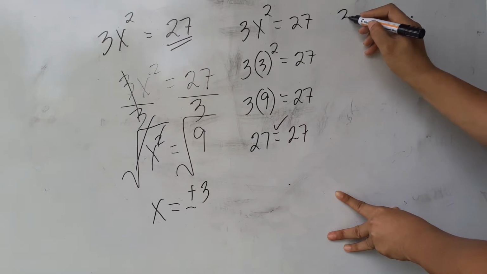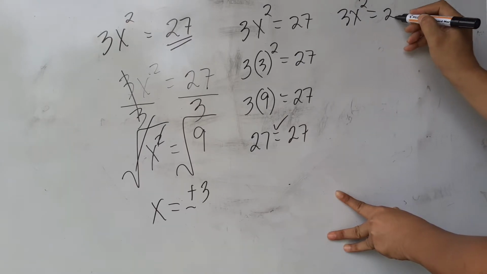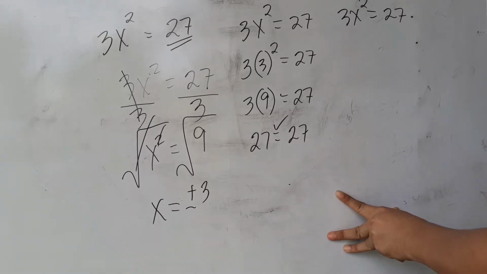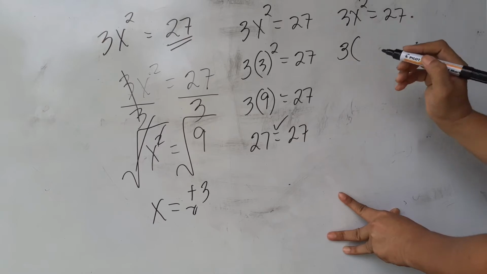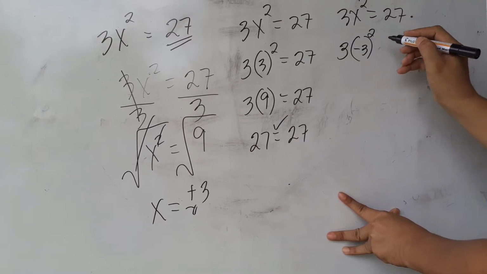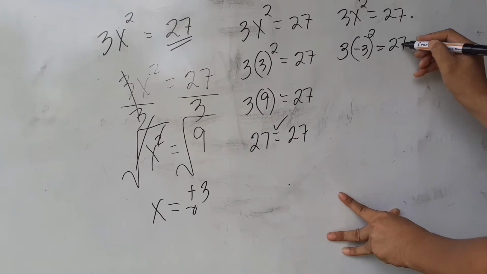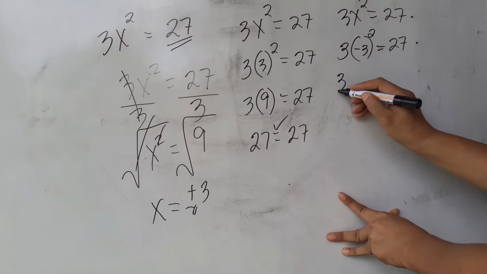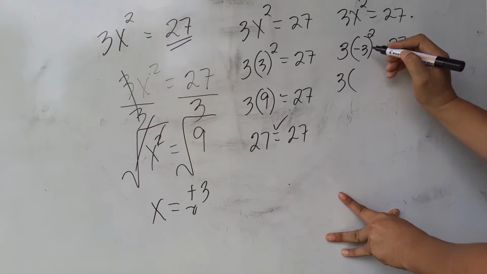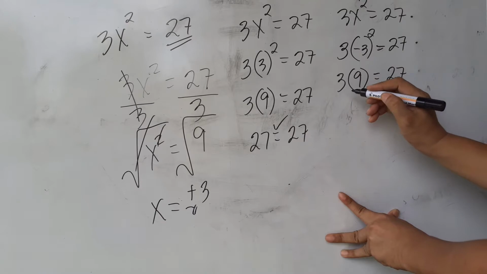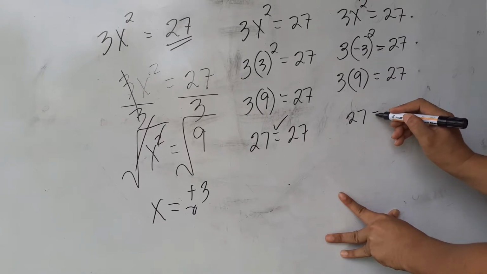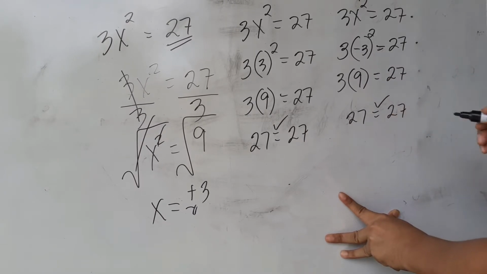Next one, 3x squared is equal to 27. Okay, ang isa pa po natin solution ay yung negative 3. So, substitute natin siya sa x. So, magiging negative 3 raised to the second power. It is equal to 27. So, we have negative 3 multiplied by negative 3 is positive 9. It is equal to 27. 3 multiplied by 9 is 27. It is equal to 27. Okay, check po.